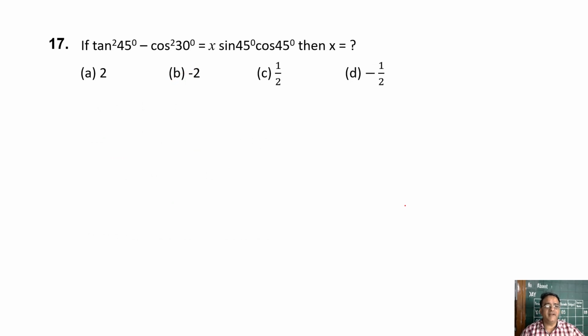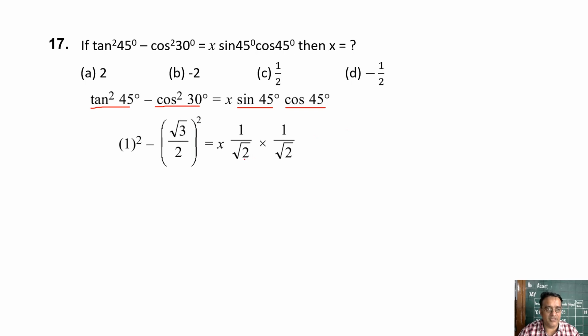Tan 45 degree minus cos square 30 degree is equal to x into sin 45 degree into cos 45 degree. Then the value of x is what? So let us substitute all the trigonometric values first. What is the value of tan 45? 1. Cos 30? Root 3 by 2. Very good. Sin 45? 1 by root 2. Cos 45 degree? 1 by root 2. Very good.